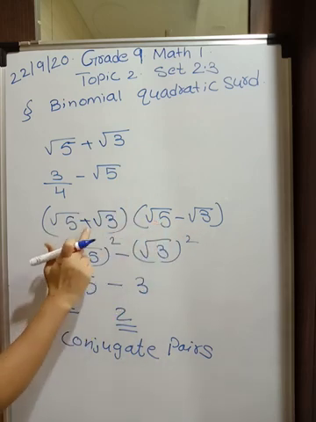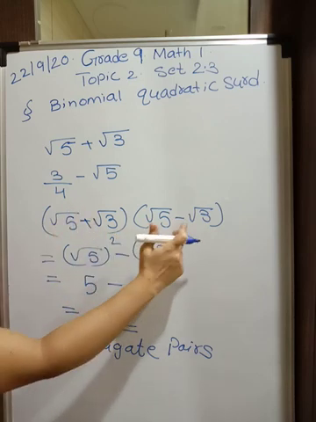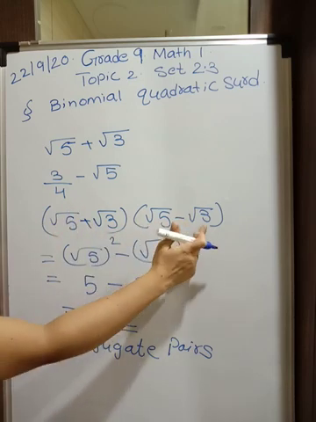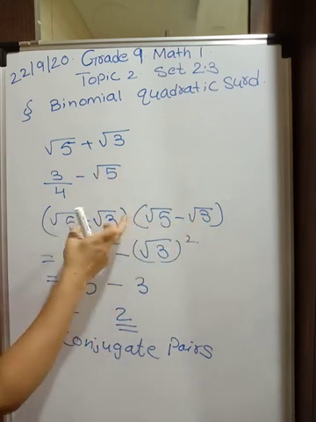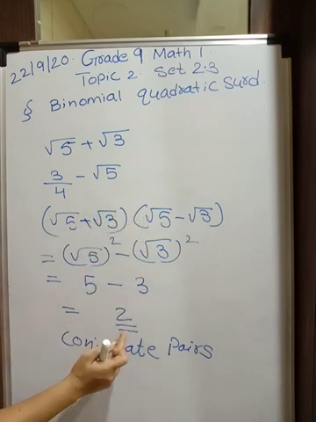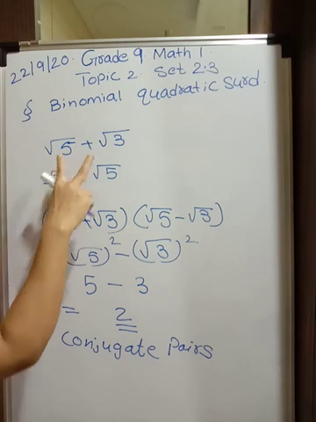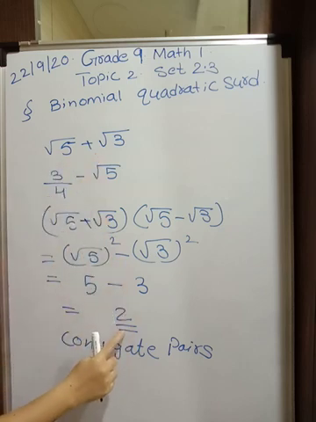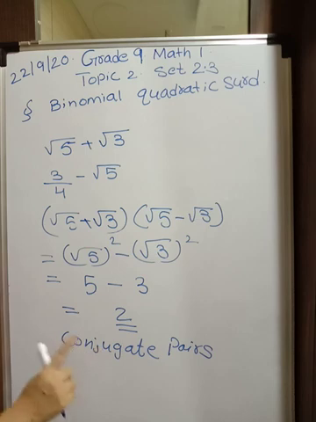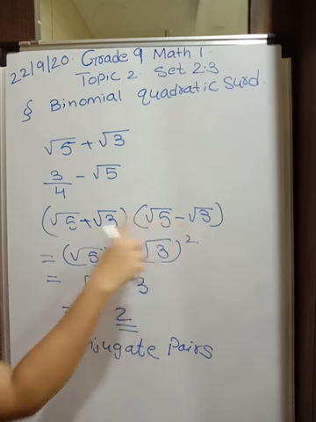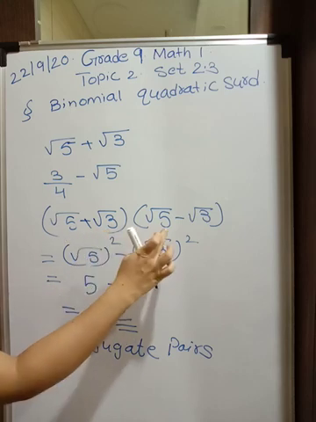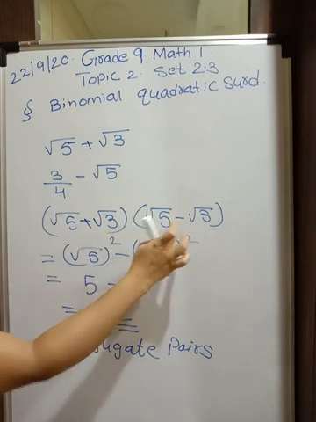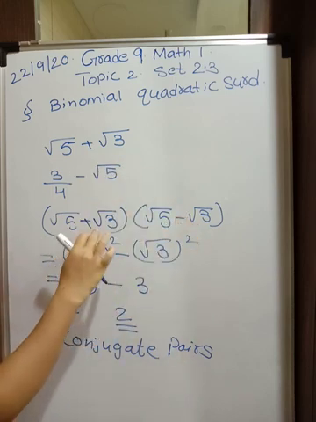So in this case, root 5 plus root 3's conjugate pair is what? Root 5 minus root 3. Or if root 5 minus root 3 is given, then you can multiply this with root 5 plus root 3. And after multiplication, you can get the rational number. So to convert binomial quadratic surds into rational numbers, you need to multiply them with their conjugate pairs. And what is conjugate? Conjugate pairs means same terms having opposite signs in between.